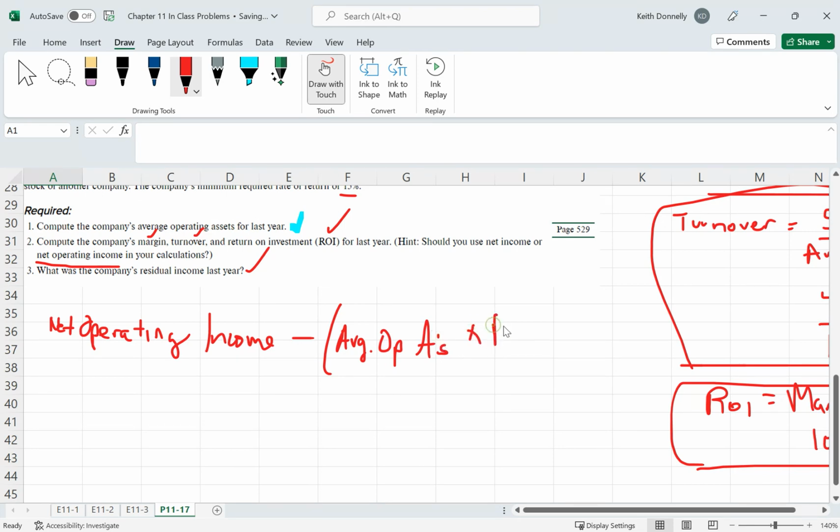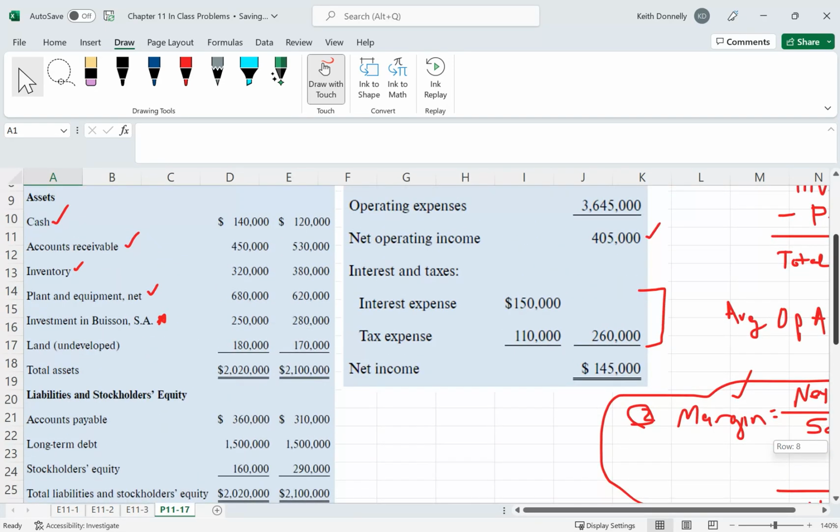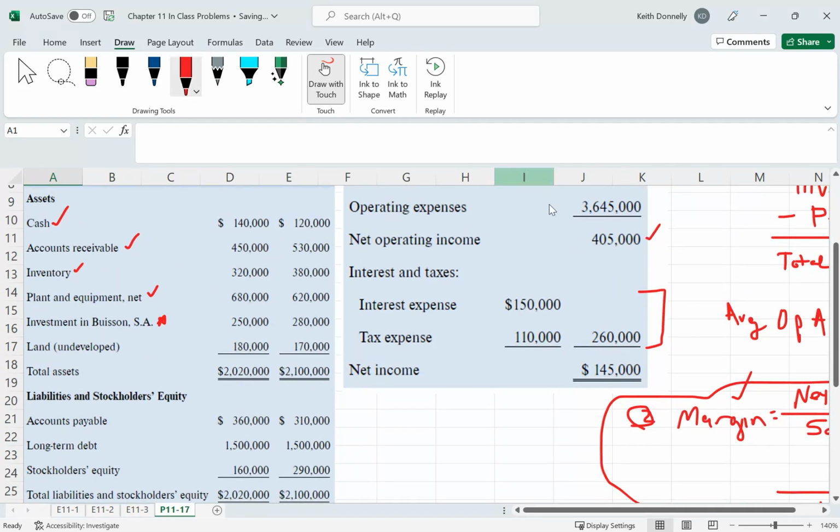Times our minimum required rate of return. All right, so let's go up. Let's see what we can snag from up here. Our net operating income is that 405,000. We've used that a couple times so far.